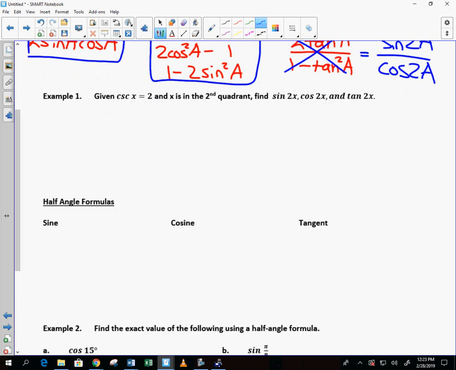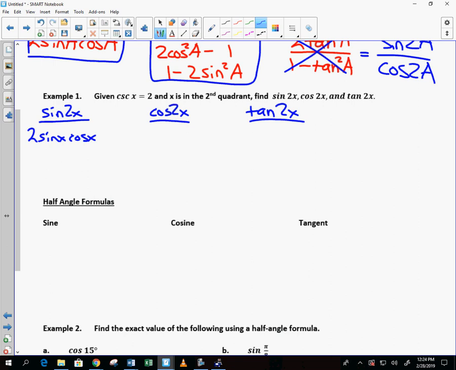Given cosecant of x is 2 and x is in the second quadrant, find sine of 2x, cosine of 2x, and tangent of 2x. Instead of writing IDK, which is what people write, start here. Sine of 2x, cosine of 2x, and tangent of 2x. Some people just write that. I still give them 0 points. Some people actually write out the formulas. 2 sine of x, cosine of x.